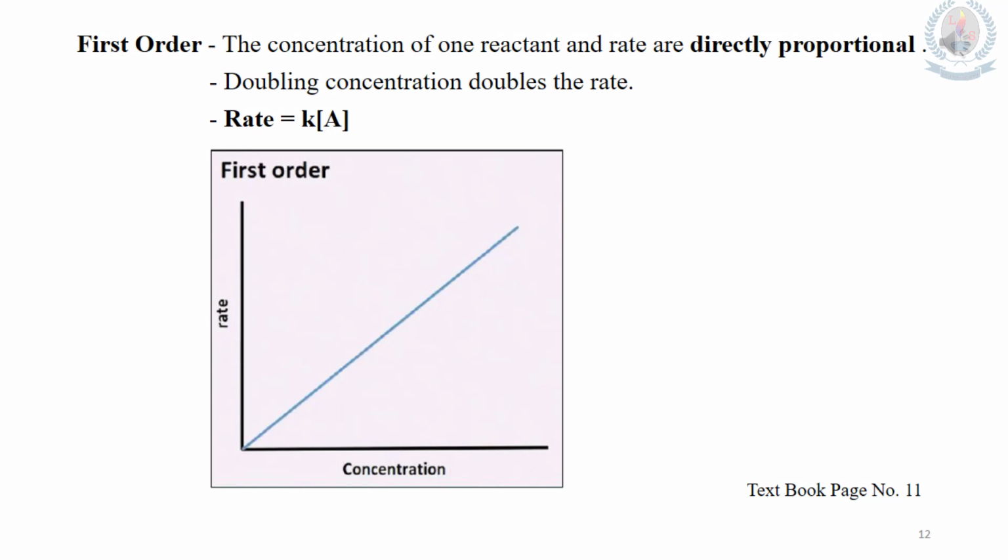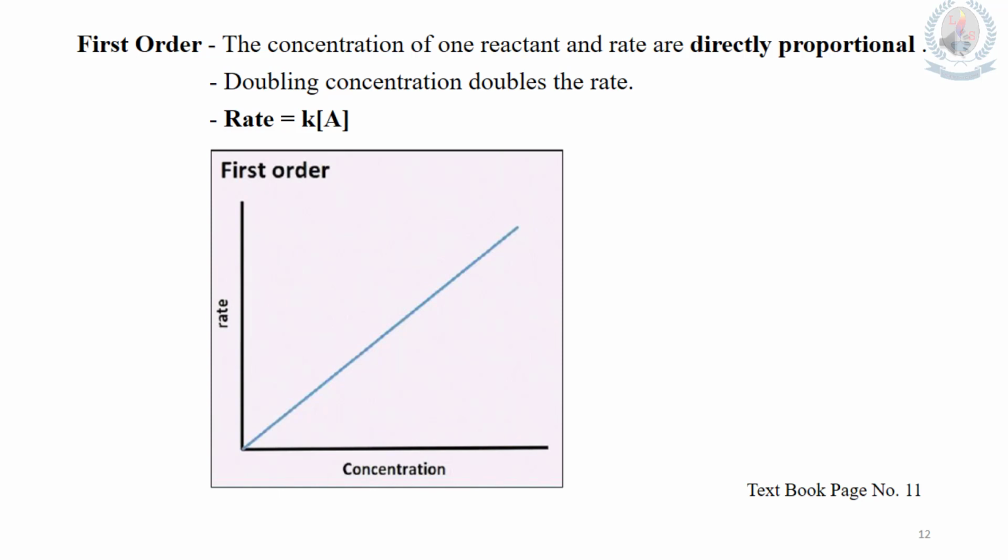Now we will discuss first order reaction. It means when we are changing the concentration of the reactant, what happens? The rate of the reaction is changing. When we increase the concentration of the reactant, the rate of reaction also increases.